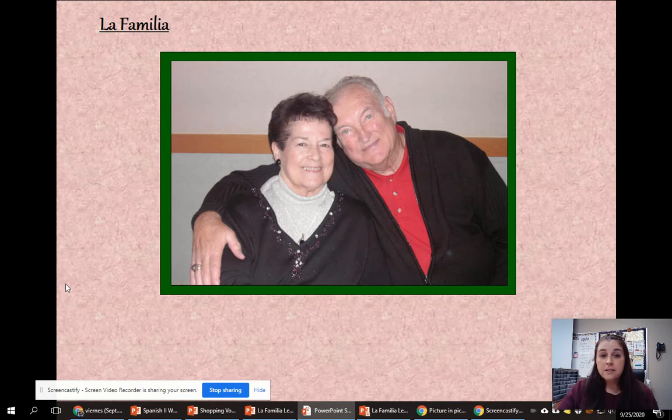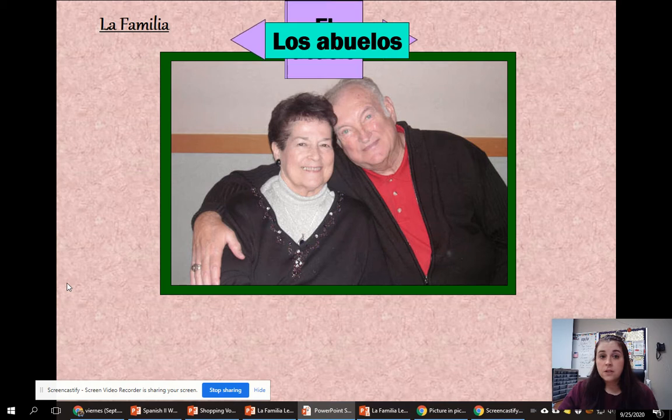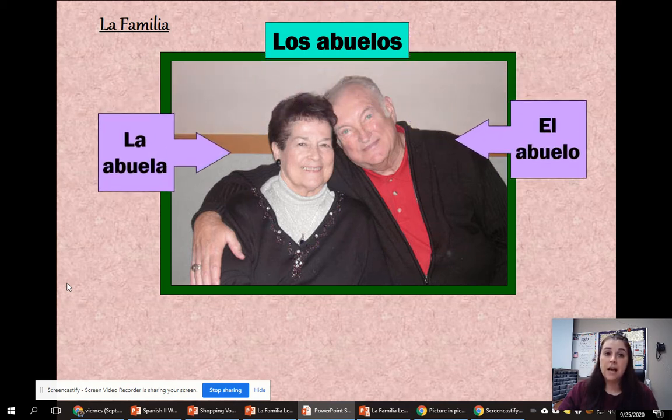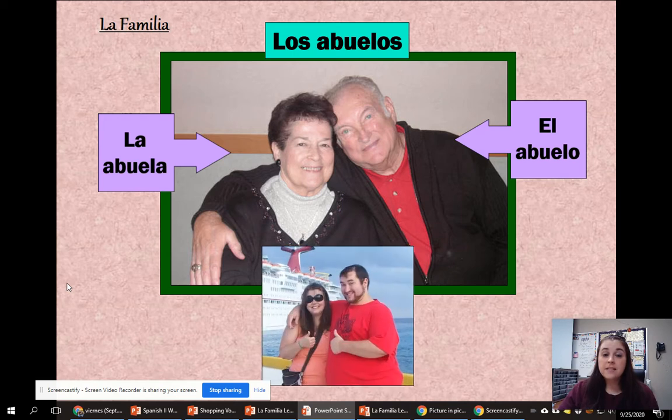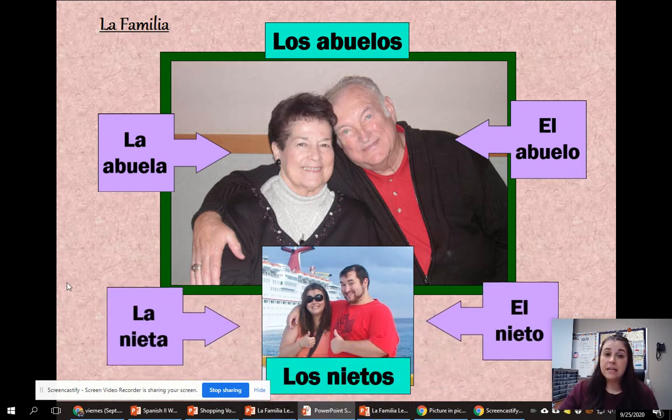These are my grandparents. So grandparents is los abuelos. So for grandma and grandpa, we have la abuela y el abuelo. And this is mi hermano y yo, my brother and I. And we are their grandchildren, los nietos. So granddaughter, la nieta, grandson, el nieto.